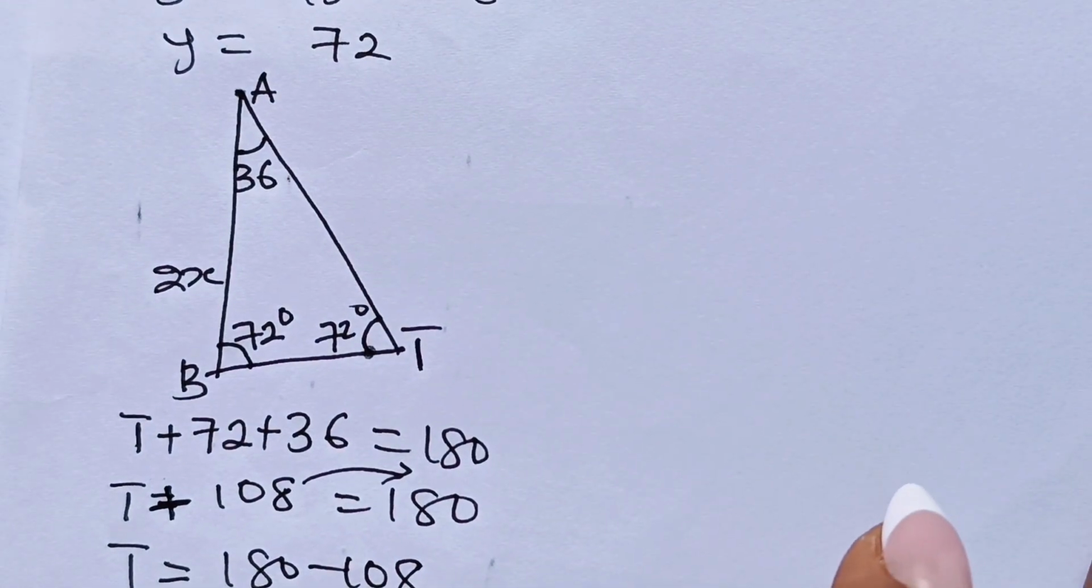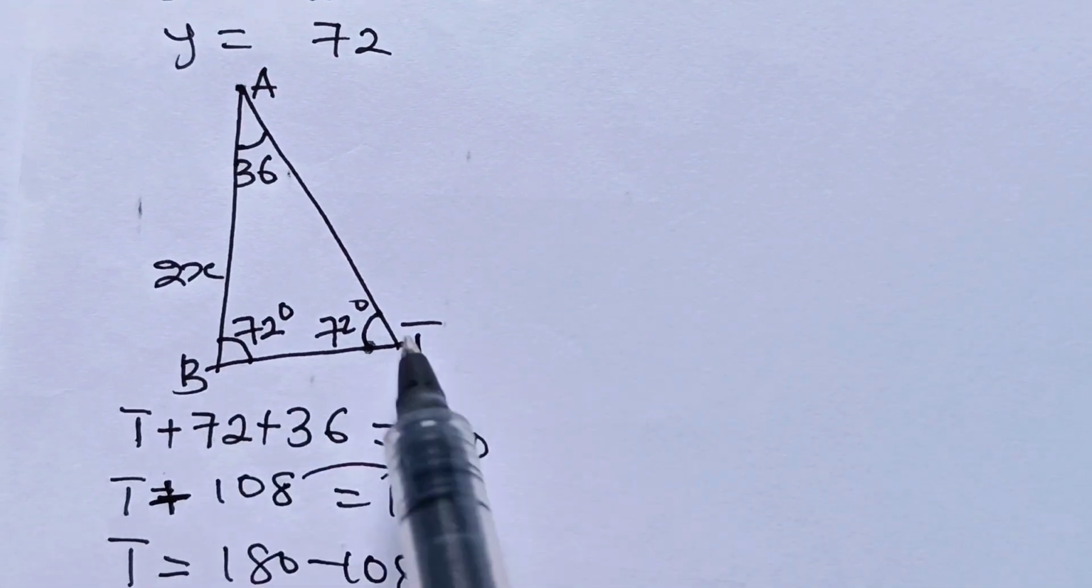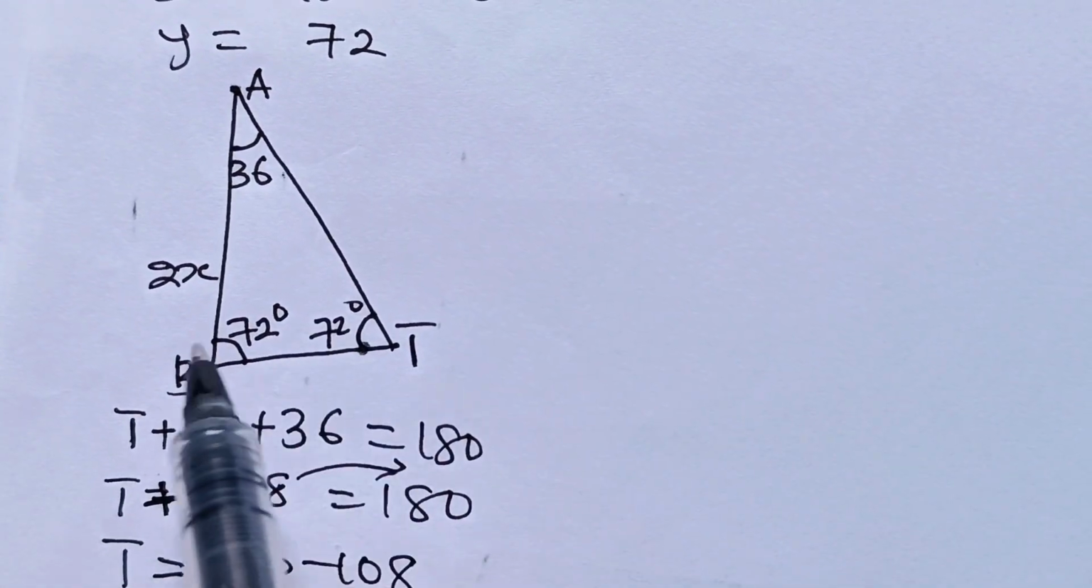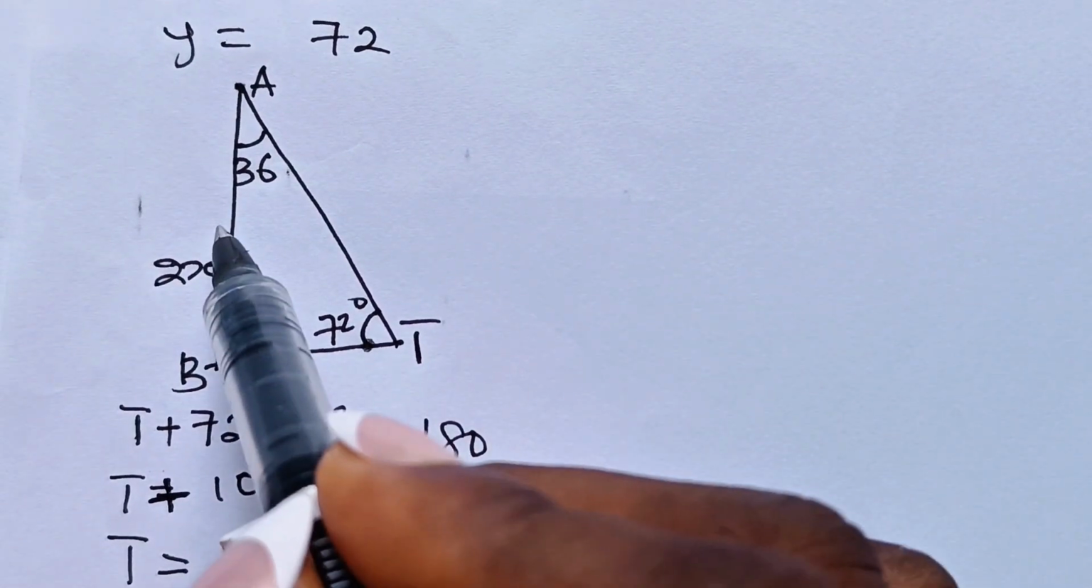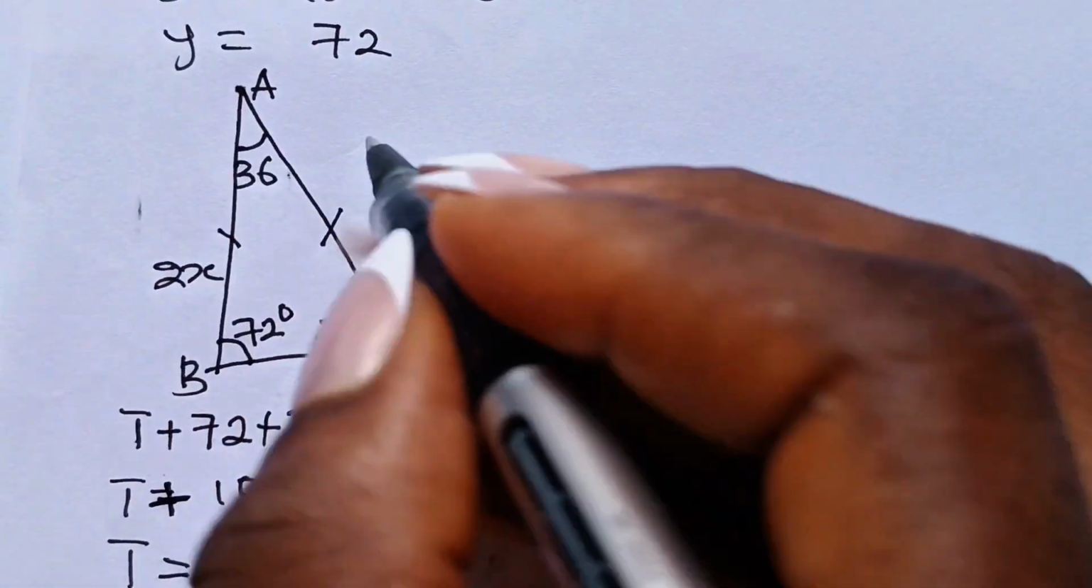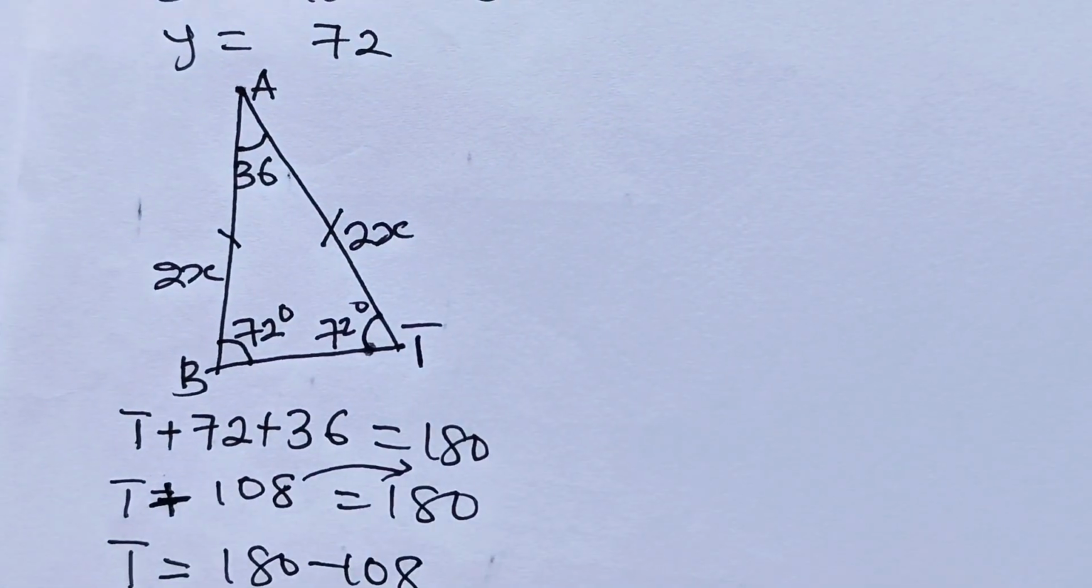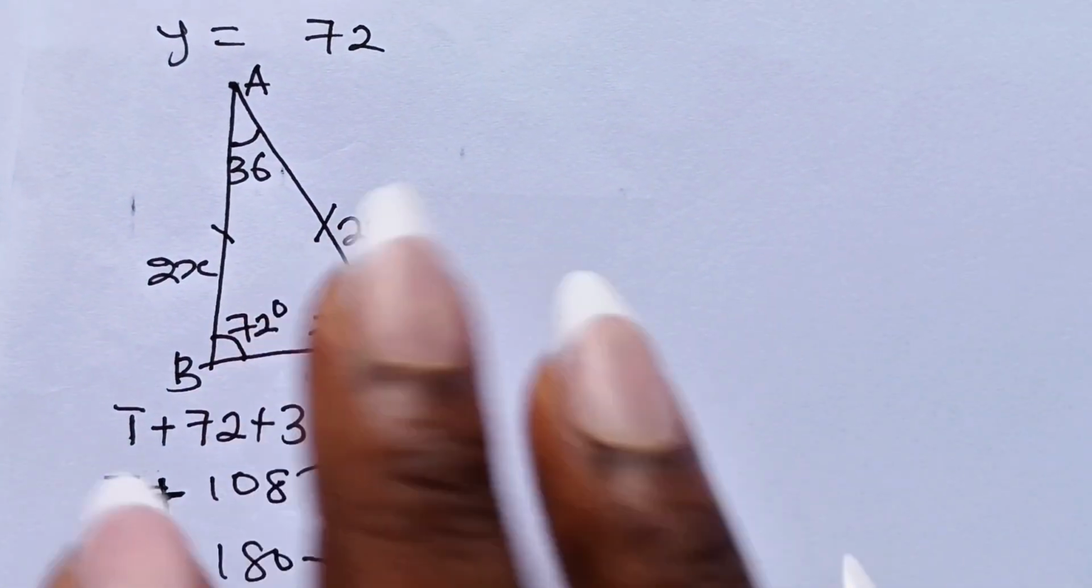If you look at this triangle, you can see that the base angles are equal, so this is an isosceles triangle. It means that this side and this side should be equal as well. So this is 2x as well. All right, we are done with this.